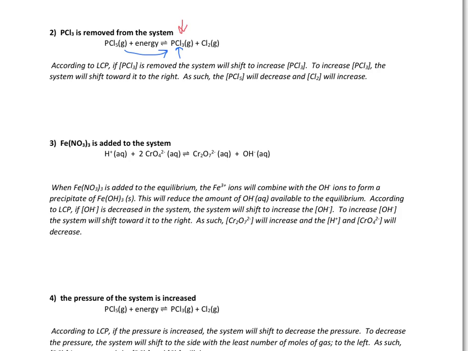So again, we're shifting towards the right. When we shift towards the right, we're making more Cl2. We're shifting away from PCl5, so that concentration will decrease. So we can put this all together now in a proper answer.